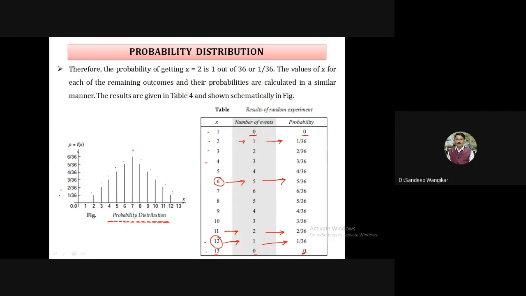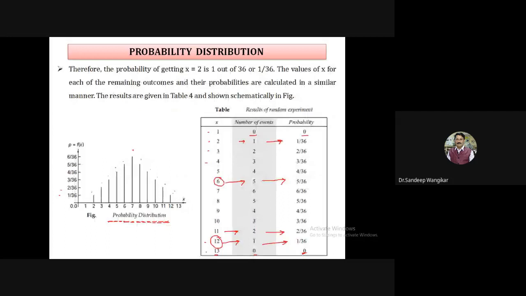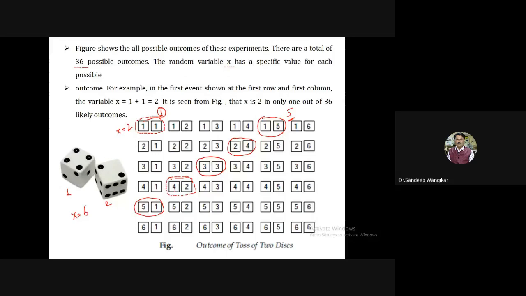If you look at this diagram, try to understand the shape, which we discussed yesterday. The shape today forms the normal curve. This example was taken for better understanding of the concept: if two cubes are tossed, what are the different combinations? There are 6 sides on each of the 2 cubes, so 6 into 6, 36 different combinations. To understand the 36 combinations, the table is shown, and x is nothing but the sum of the numbers appearing on the 2 cubes.